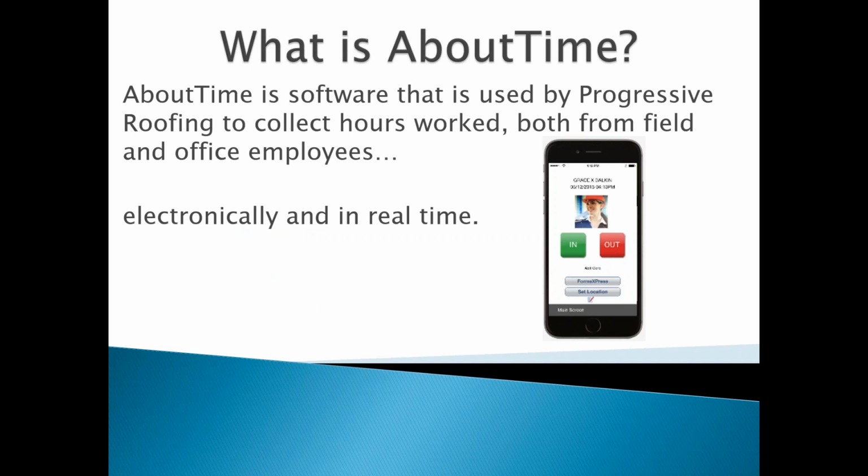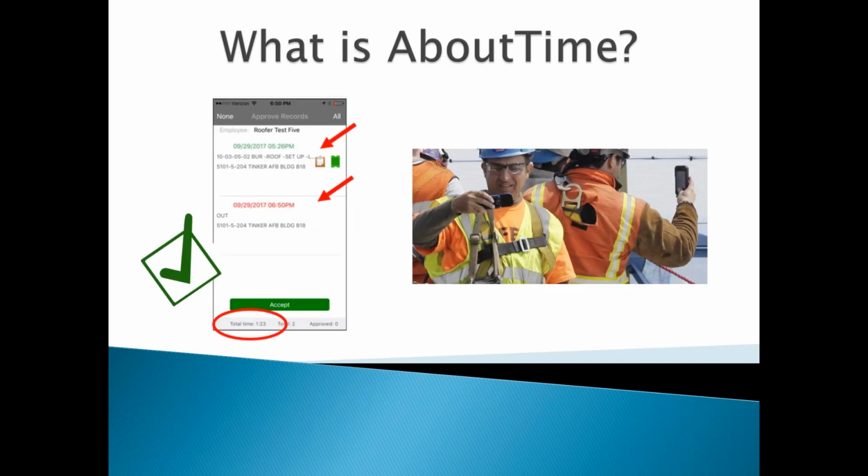What is About Time? About Time is software that is used by Progressive Roofing to collect hours worked both from the field and office employees electronically and in real time. You and your crew will each see the total hours worked at the end of the day and electronically approve your time for the day. The employee is the only person creating his or her paycheck here at Progressive.